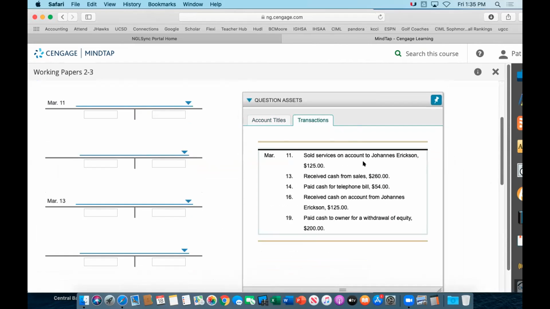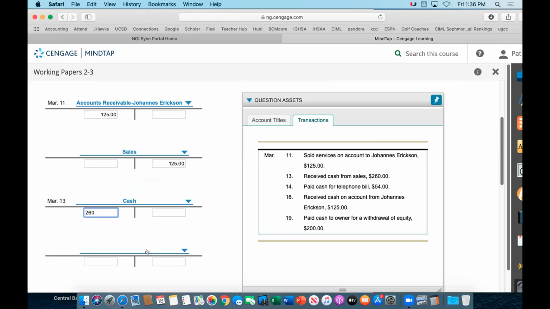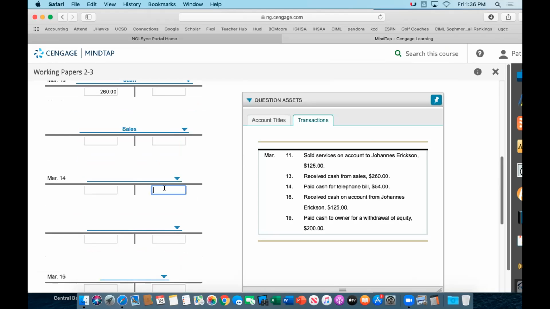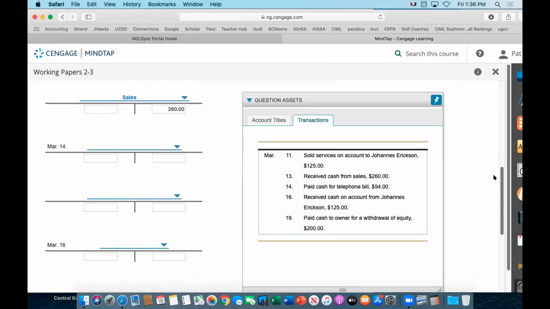I'll do it quick. Sold services on account. The good thing is you have them written down on your sheet. So sold services on account is transaction 7. Accounts receivable for 125 and sales for 125. Receive cash from sales, transaction 6. When I receive cash, you put it in the debit. When you receive cash from sales, you put it in the credit. Increase, increase. That's transaction 7 and transaction 6.